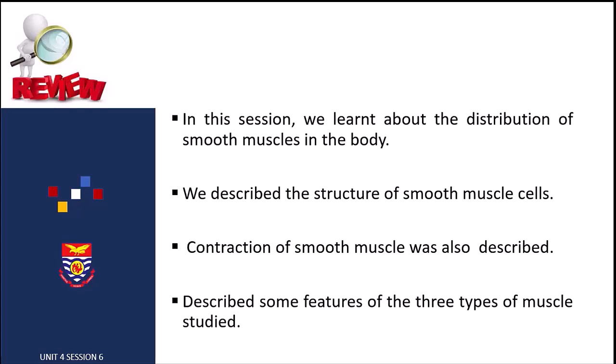Under Session 6 of Unit 4, we studied the distribution of smooth muscles in the body, and we also described the structure of the smooth muscle cells. We also looked at the contraction of smooth muscles and described the mechanism involved, and finally described some features of the three types of muscles studied so far, as shown in the previous slide.